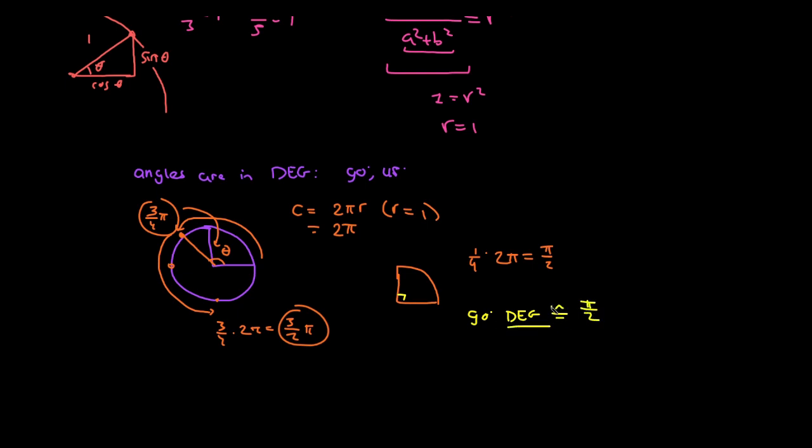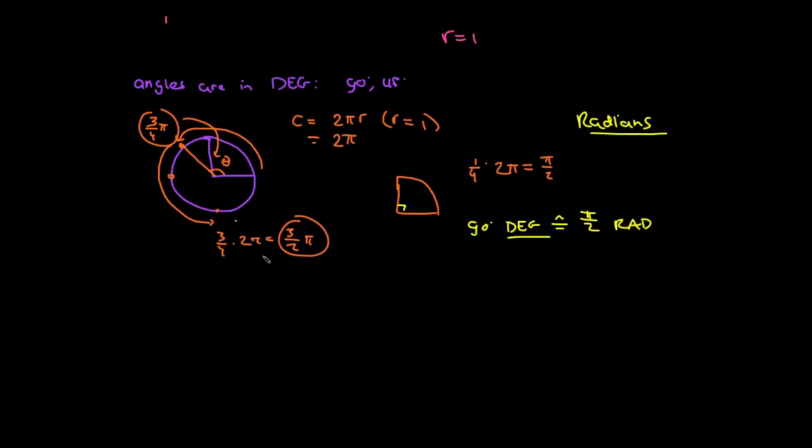And what do we call this? We don't call this degrees, we call this radians. So that's pi on 2 radians. And 180 degrees, half a turn, that is pi radians. Actually 45 degrees, well, it's half of 90 degrees, so that's going to be half of pi on 2, which is pi on 4 radians.